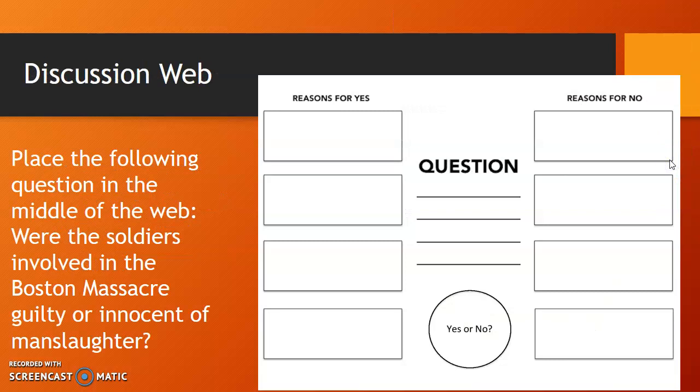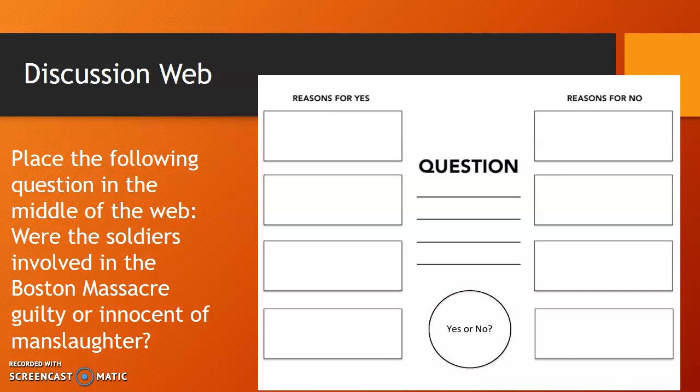So we've used this discussion guide before, but I'll go ahead and reiterate to you. I'm going to write on the board the following question, and I want you to fill it in under question in your discussion guide. So, in the middle of the web, I want you to put the soldiers involved in the Boston Massacre. Were the soldiers involved in the Boston Massacre guilty or innocent of manslaughter?